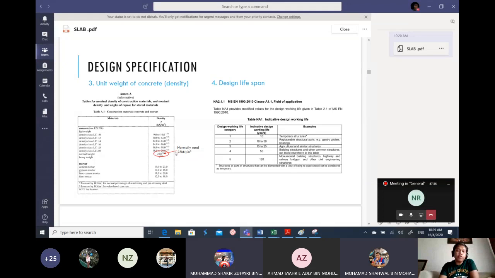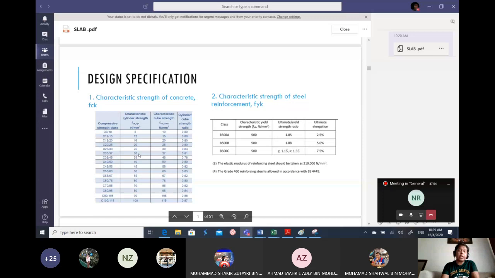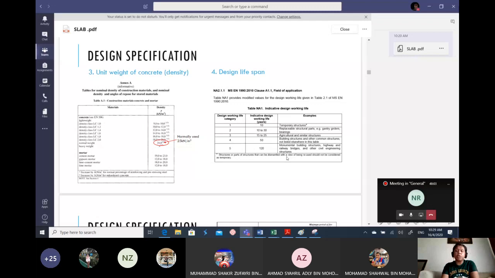Unit weight of concrete ni 25 kilonewton per meter cube ni, untuk cari self-weight. Okay, so jangan salah. Ada yang self-weight guna ni characteristic strength of concrete. Dia confused. Contohnya saya bagi C30 dekat situ ataupun 30 Newton per millimeter square, dia kalikan 30 tu dengan slab thickness. Salahlah. Okay. And then design lifespan pun bergantung kepada ni.